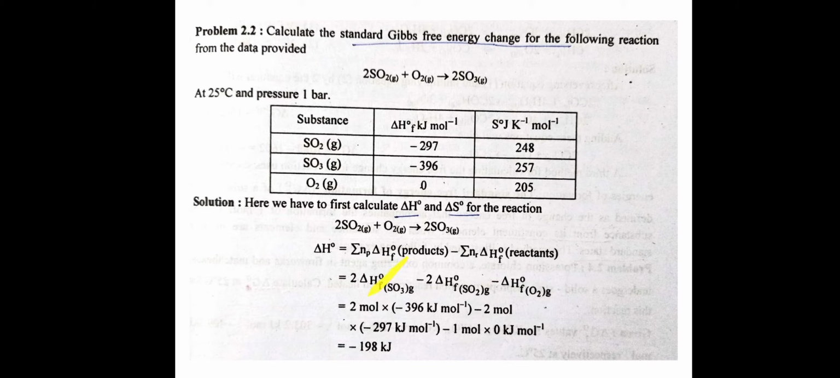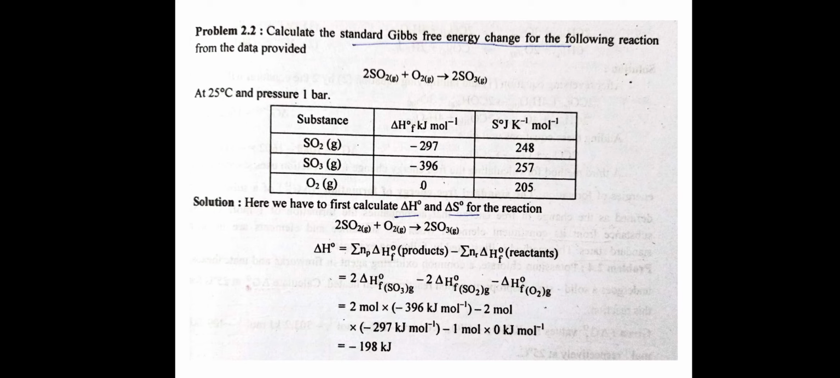Now we have to put the respective values. So it is equal to 2 into the delta HF0 of SO3 gas, which is minus 396 kilojoule per mole, minus 2 into the delta HF0 of SO2 gas, which is minus 297 kilojoule per mole, which is also given, minus 1 into the delta HF0 of oxygen, which is 0. So by solving this equation, finally we get the value of delta H0, which is minus 198 kilojoule.